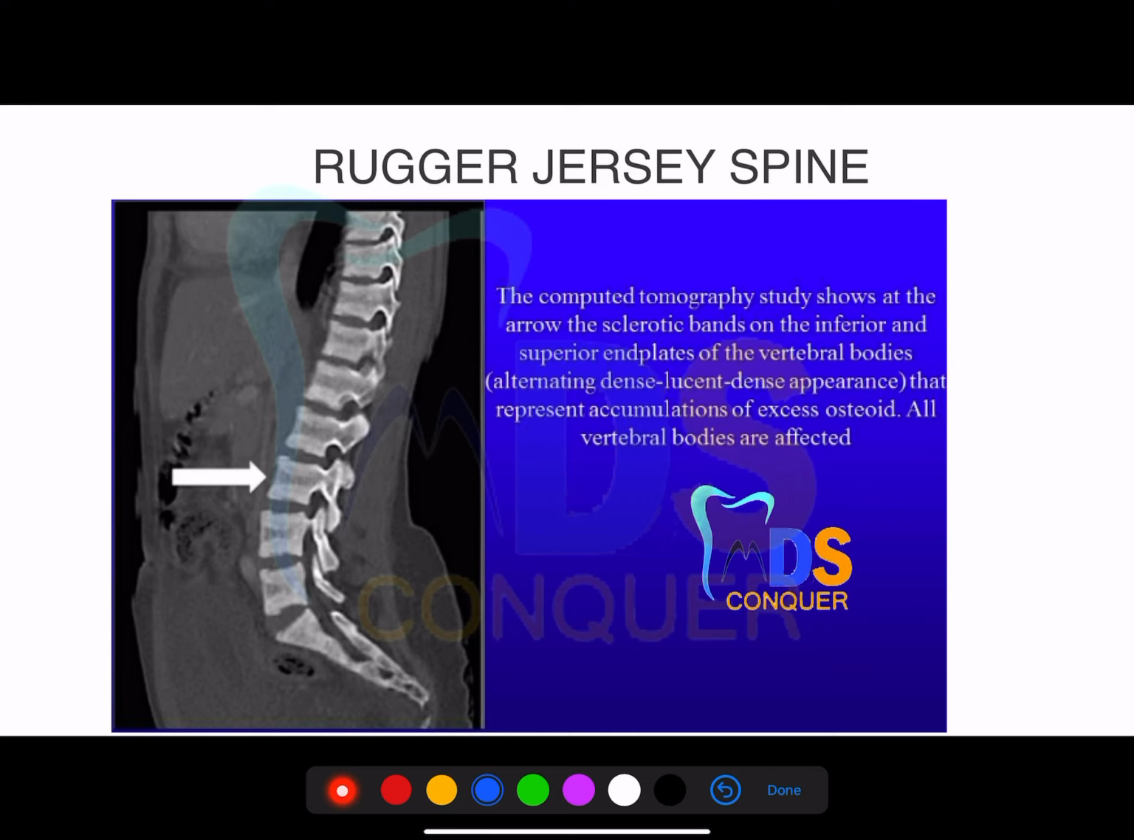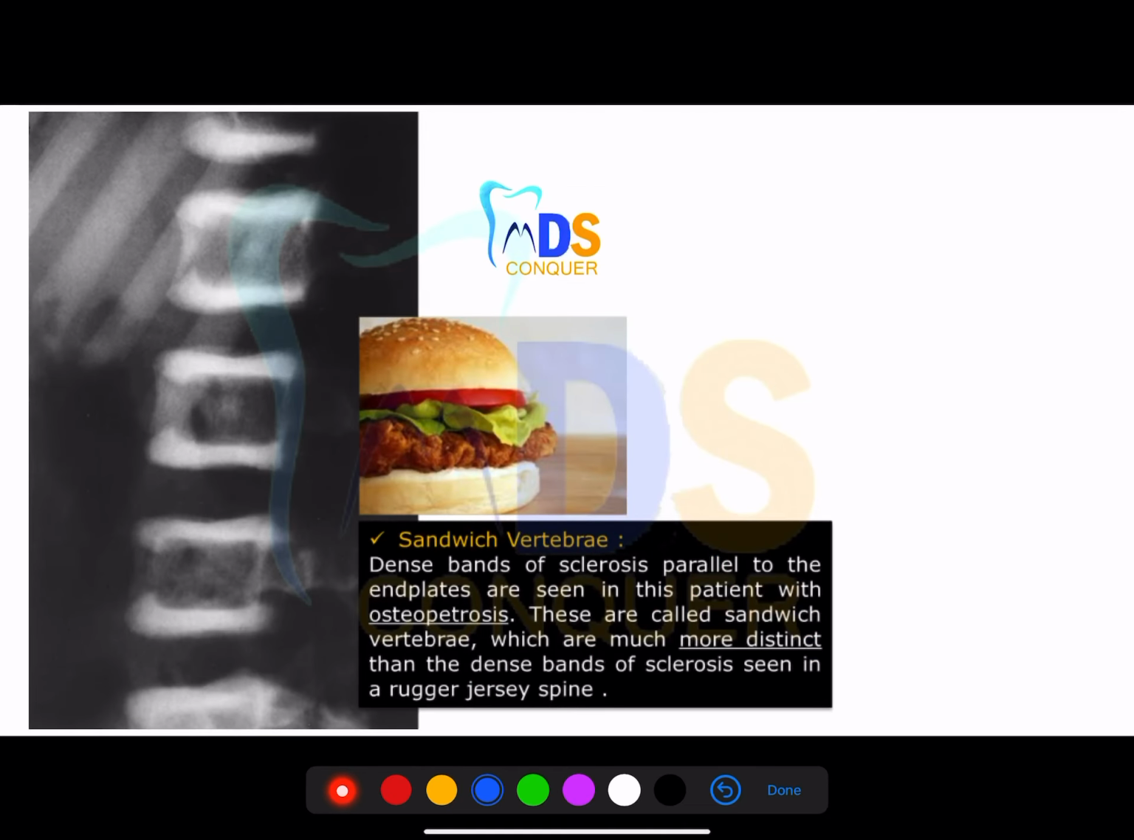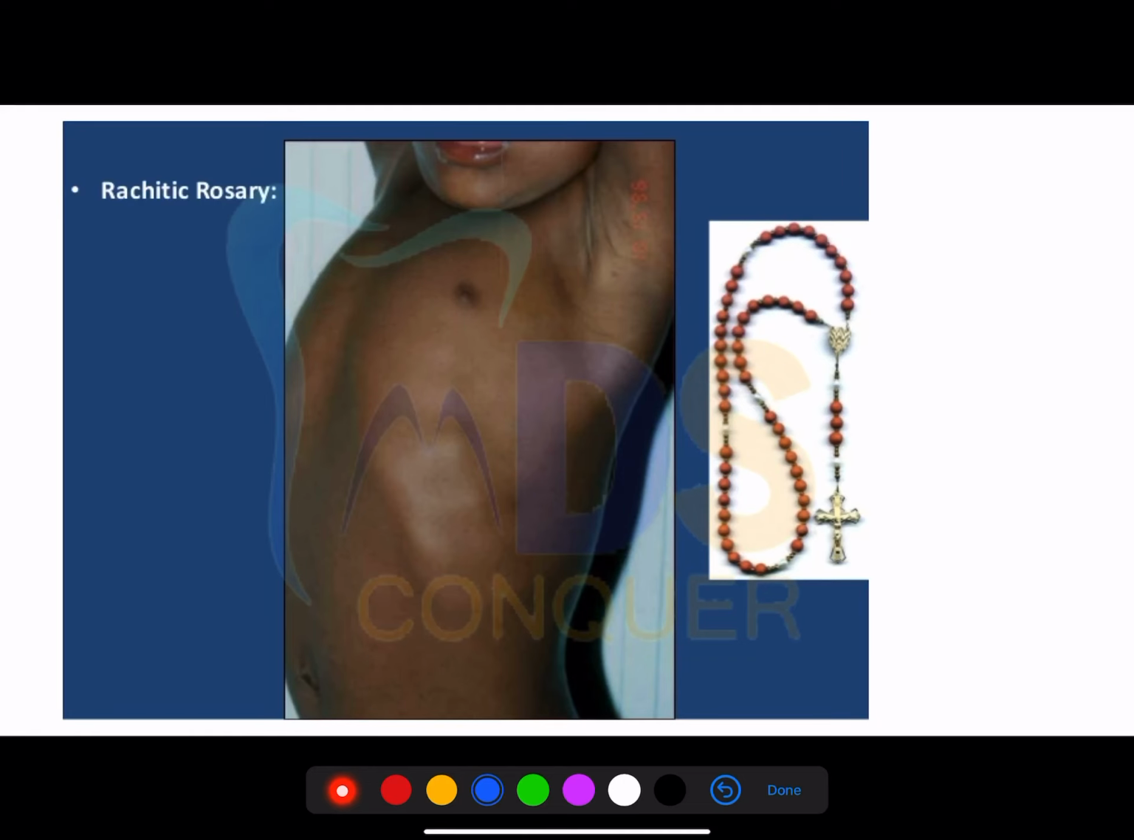Please make a note about this diagram-based stuff. Rugger jersey spine is seen in the case of, so what does it actually mean? You can see it in a CT scan. Then there is a typical thing called the sandwich vertebra. Please do go with the sandwich vertebra, which is seen in the case of osteopetrosis. This is also seen in the case of vitamin D rickets.